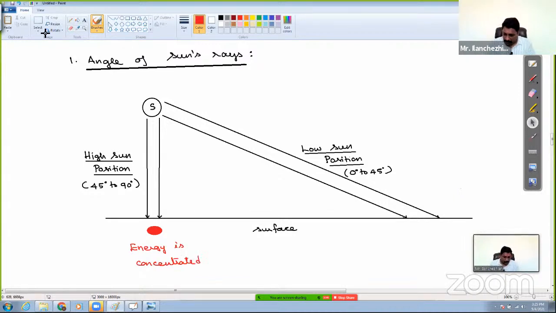Right, my friend. On the other hand, when I talk about low sun position, what happens? Here, with the low sun position, the same rays are getting distributed over a larger area. So the energy is getting distributed. So in one place energy is concentrated, and in another place energy is distributed.